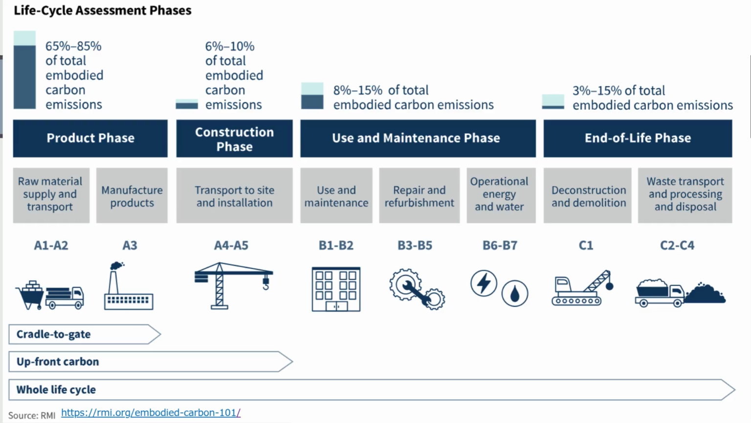The life cycle of a building involves several carbon-emitting stages: product phase, A1 to A3, raw material supply, transport, and manufacturing. Construction phase, A4 and A5, transportation to site, installation, and site processes. Use and maintenance phase, B, repair, refurbishment, and energy use. End-of-life phase, C, demolition, waste transport, and disposal. And beyond that, reuse and recycling, D, can further reduce total emissions. Understanding where emissions come from allows us to target reductions effectively.